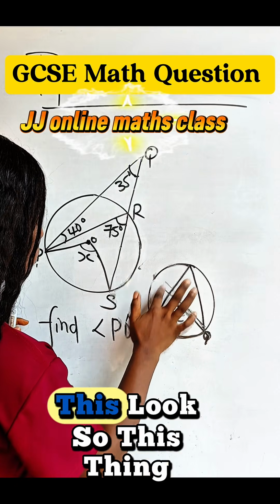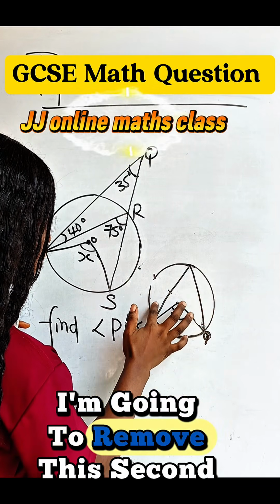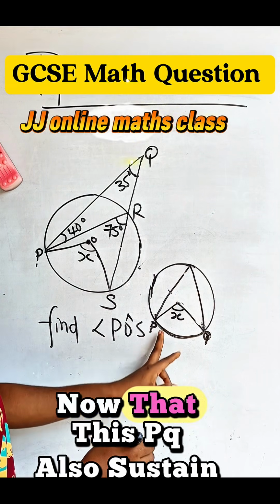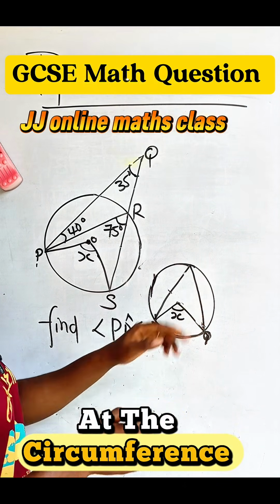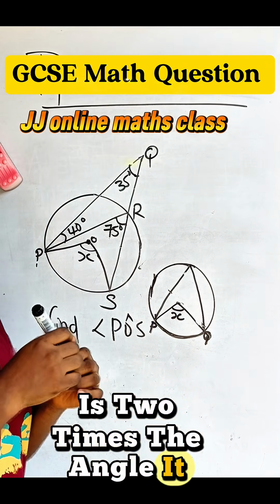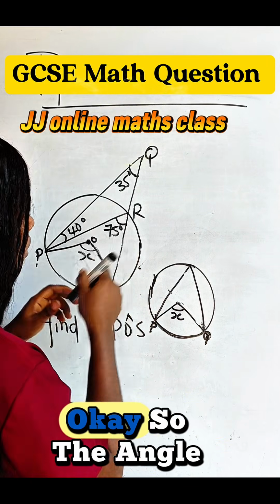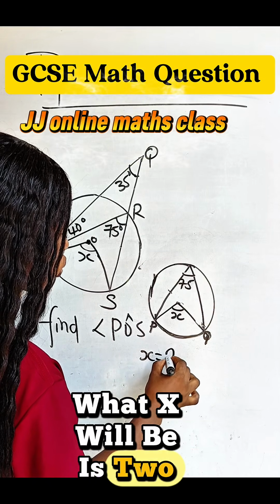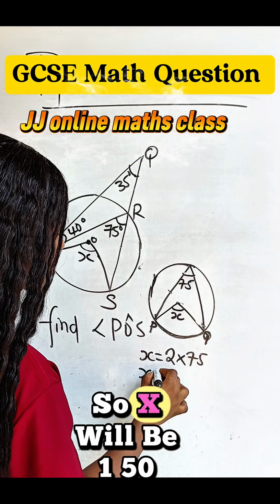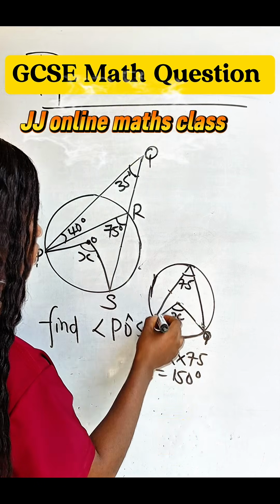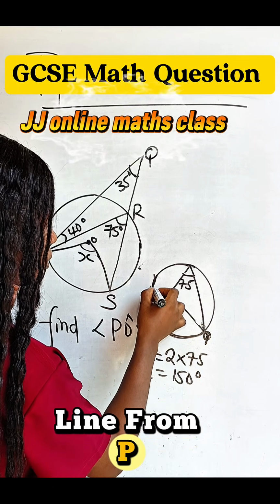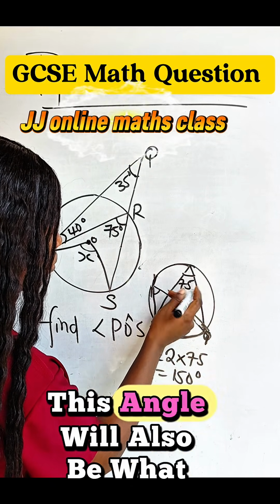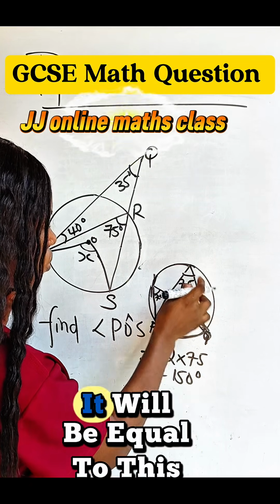Now, in order not to make this look cluttered, I'm going to remove this second one. So what this particular theorem is saying is that this angle at the center, that this PQ also subtends, is 2 times the angle it subtends at the circumference. Let's assume this is 75 degrees. What X will be is 2 times 75, so X will be 150 degrees. If I draw another line from P, touch the circumference, and stop at Q again, it's still the same PQ. This angle will also be 75. It will be equal to this.